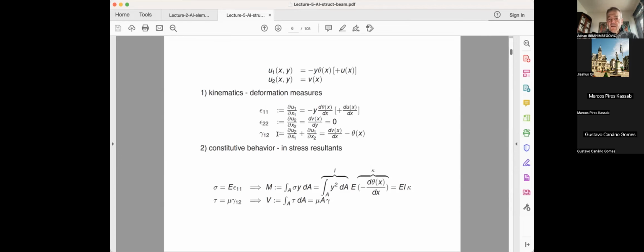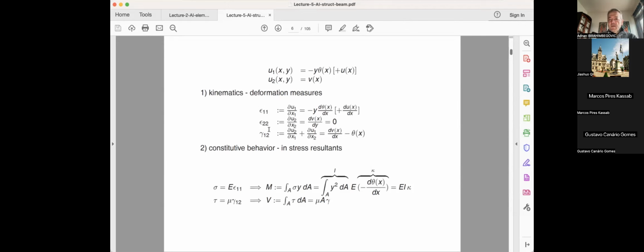This is the shear strain, equal to the derivative of u2 with respect to x1 plus the derivative of u1 with respect to x2. So that becomes dv of x dx minus theta of x. And so basically, you have all these strain components to be able to build your strain tensor.